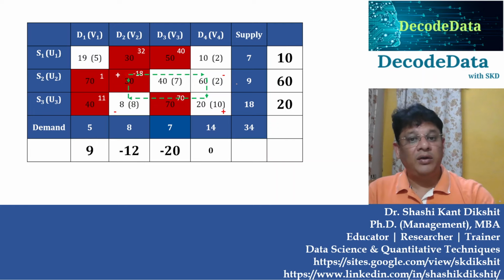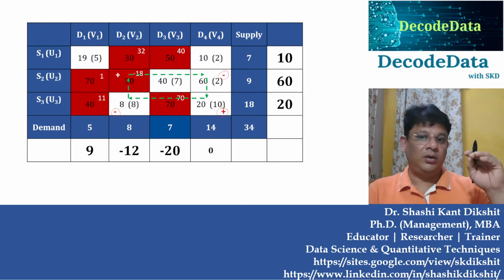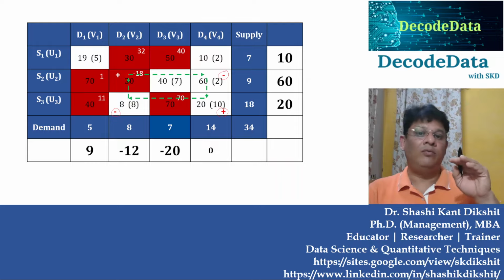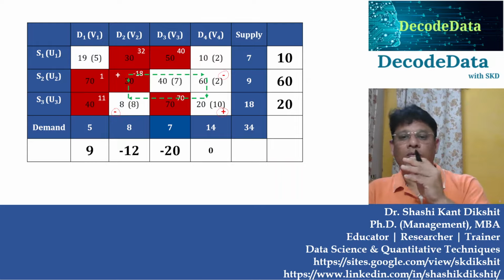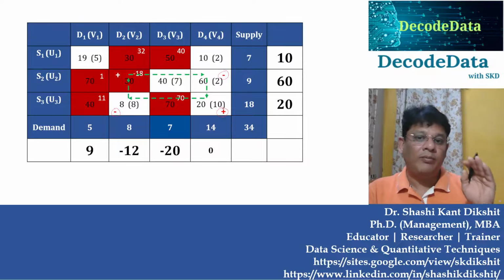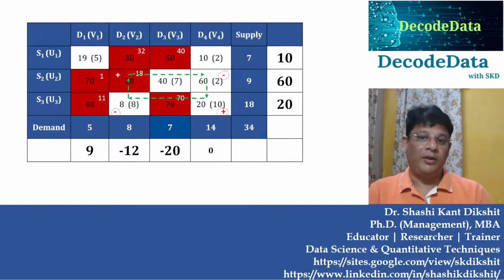The second turn will be marked as negative. Third turn will be marked as positive, and the fourth turn will be marked as negative. Right? So first, third, fifth, seventh will be positive. Second, fourth, sixth, eighth will be negative. So odd number will be positive and even number will be negative. Clear? Fine. So now you have marked this as a negative.